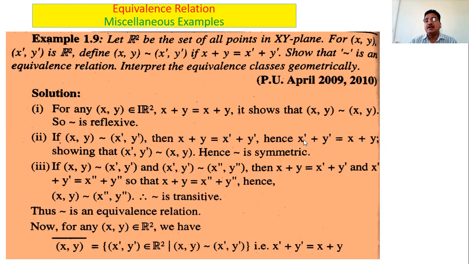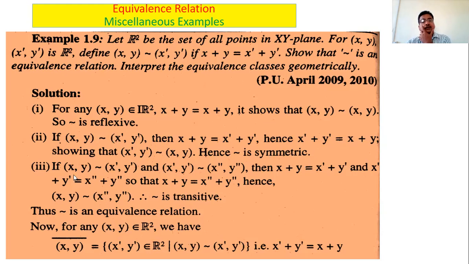This means x' + y' = x + y means (x', y') is related to (x, y), and hence the relation is symmetric, because if one element is related to the second, then the second is also related to the first, and so the relation is symmetric.